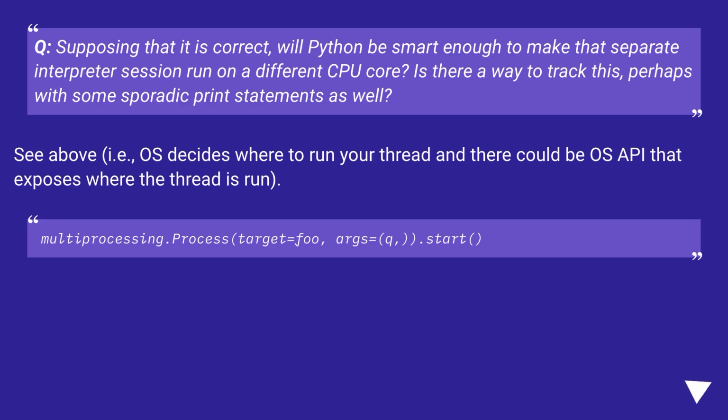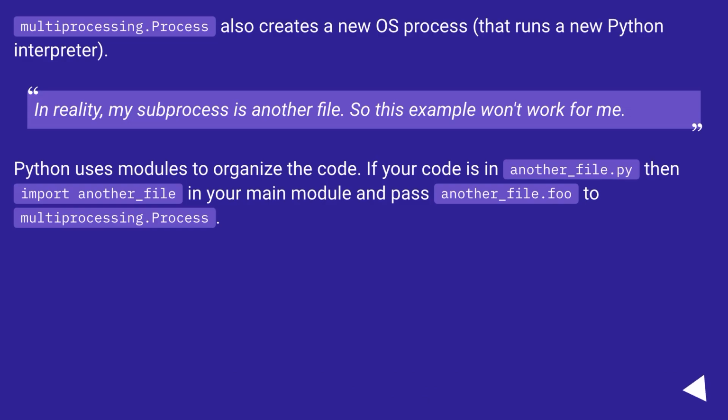Multiprocessing, Process(target=foo, args=(q,)).start(). Multiprocessing.Process also creates a new OS process that runs a new Python interpreter. In reality, my subprocess is another file, so this example won't work for me. Python uses modules to organize the code. If your code is in another_file.py, then import another_file in your main module and pass another_file.foo to multiprocessing.Process.